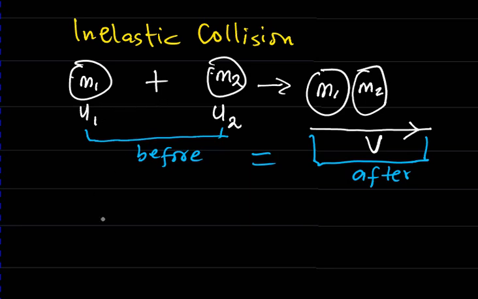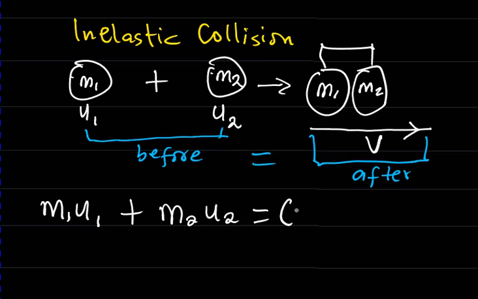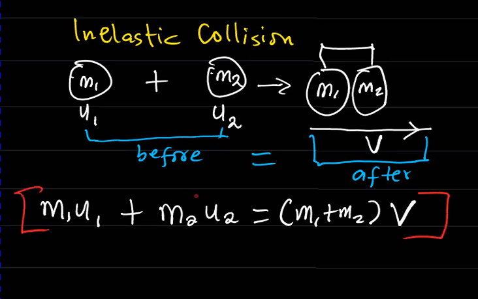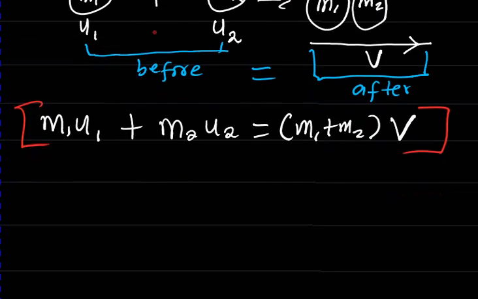So let's look at the formula. The initial momentum of the first body is m1 u1. Remember, momentum is always mass times velocity. Then the momentum of the second body is m2 u2, and this is equal to the final momentum of the two bodies combined together, that is m1 plus m2, multiplied by their common velocity. This formula is used to do calculations as far as inelastic collision is concerned. So let's look at some examples that illustrate this formula.